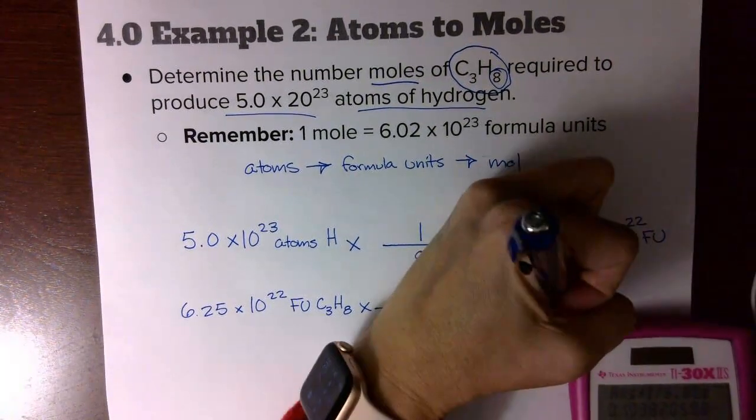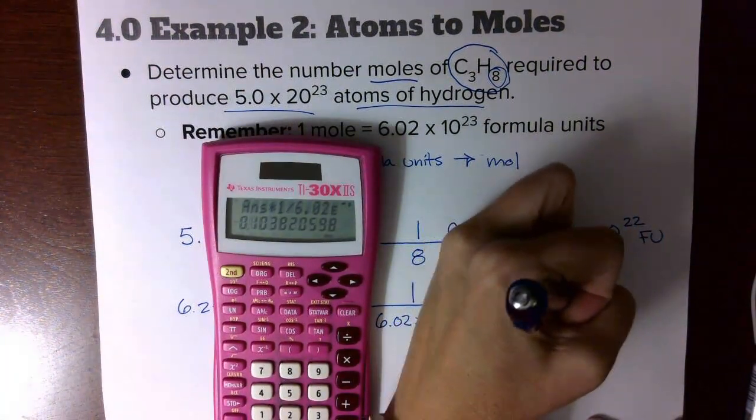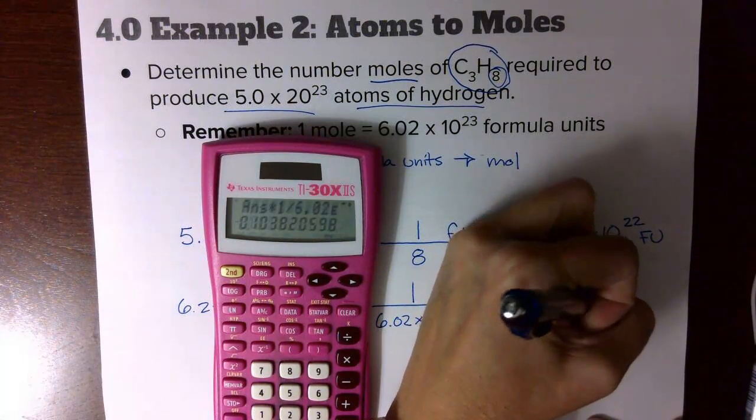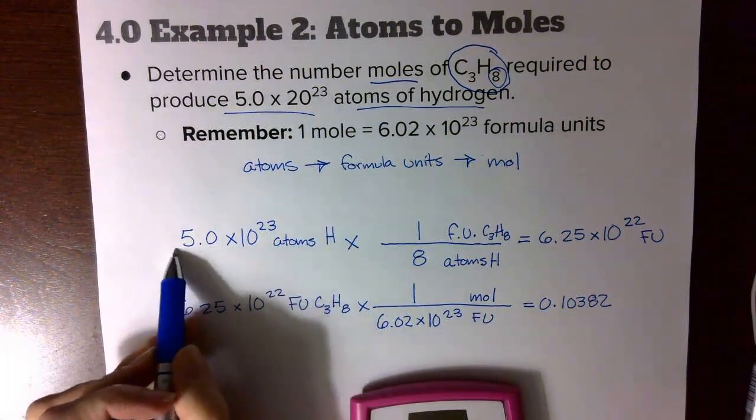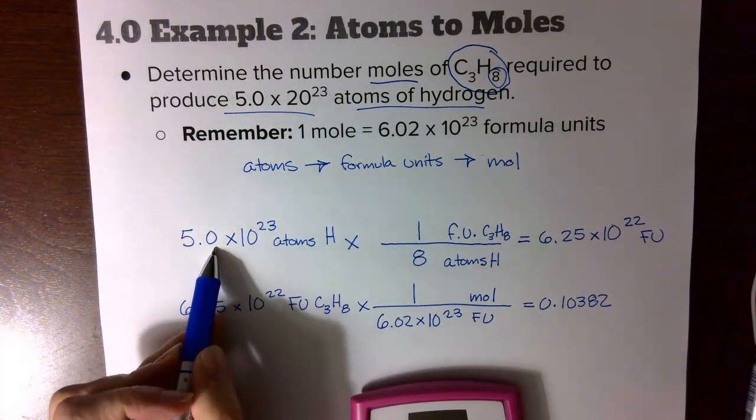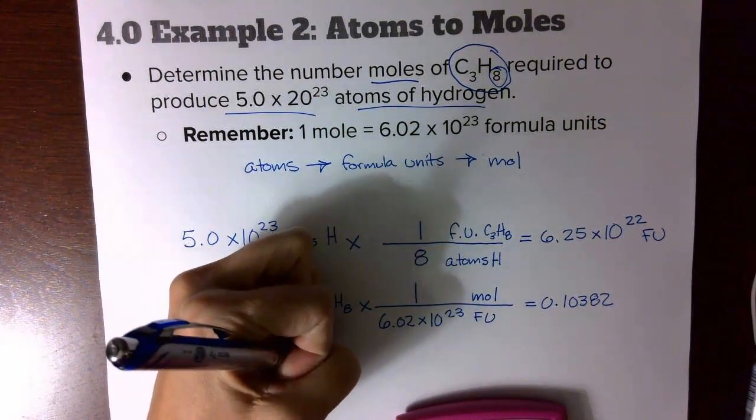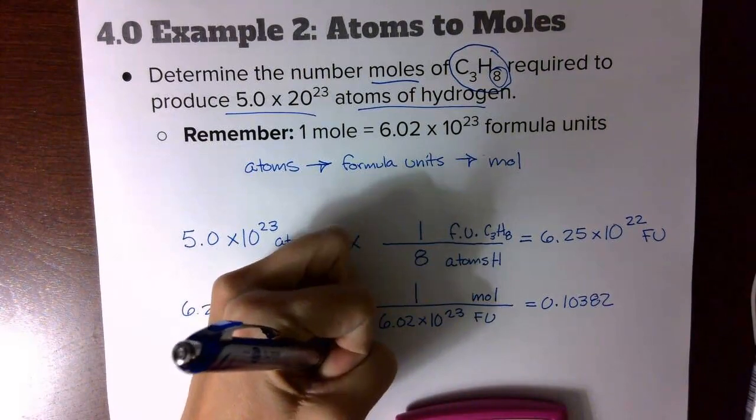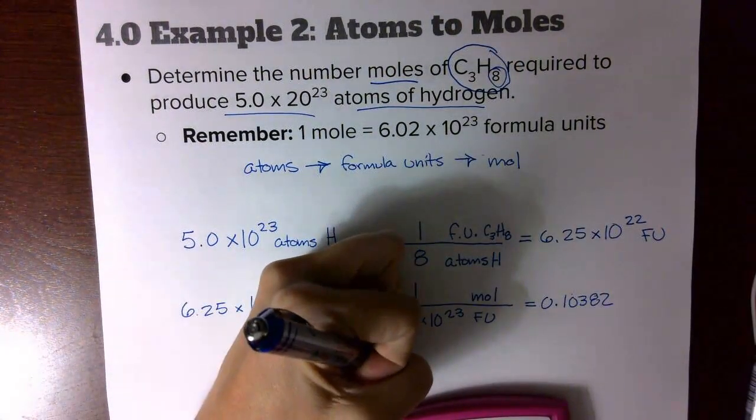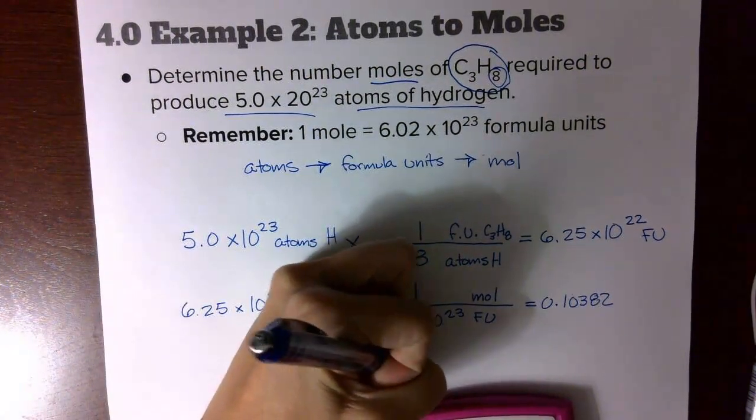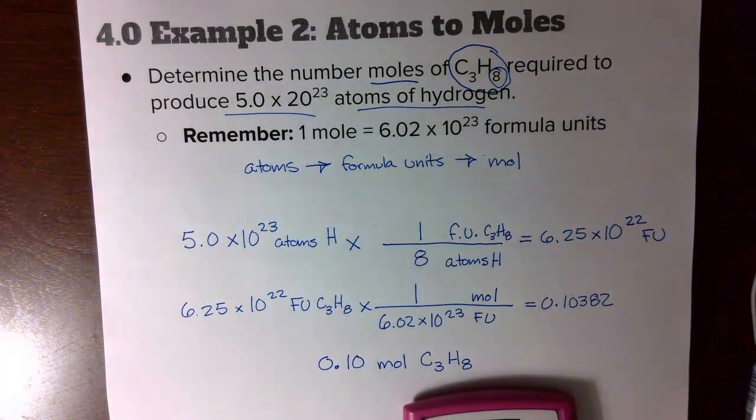And I get this answer of a whole lot of decimals, right? I've got 0.10382, and so on and so forth. So I'm going to look at my starting value way back here at the beginning of the problem, and it has 2 numbers in it, so my answer only needs 2 numbers. So I'm going to round this to my final answer of 0.10, because the 3 tells me to leave the 0 a 0, and that's going to be moles of C3H8. So that's how to do the second problem.